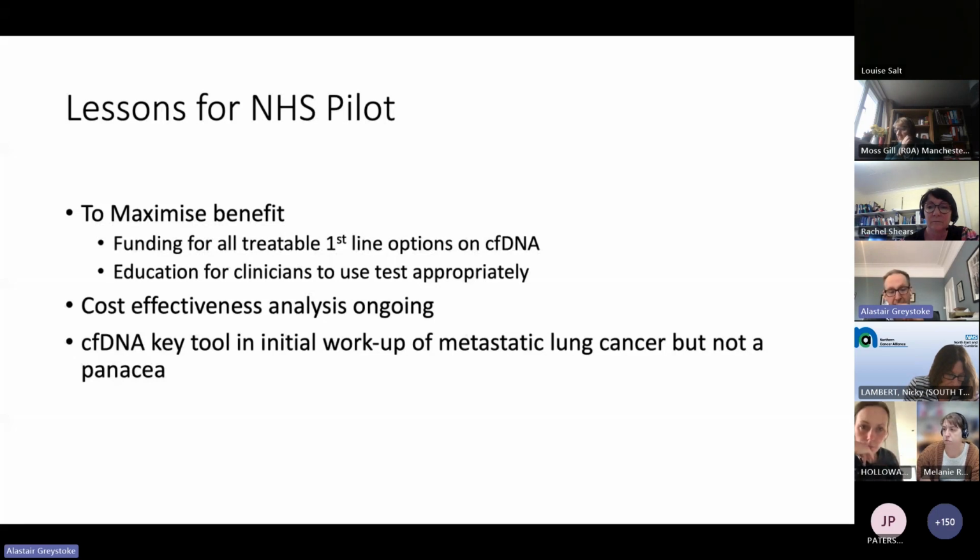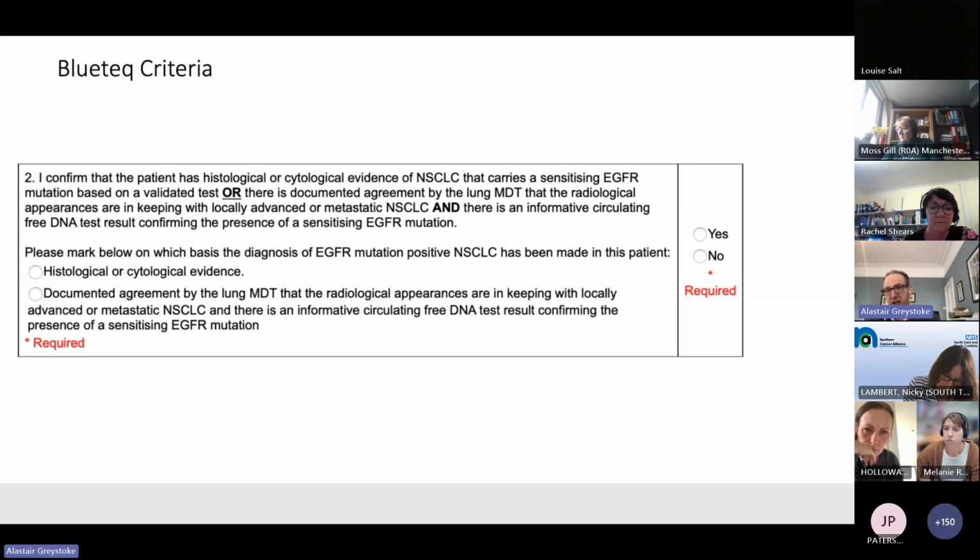But on the basis of that project, we were able to change NHS funding. This changed about 18 months ago now. So now NHSE will accept as valid a circulating free DNA result to put a patient on treatment. You do not need to wait for the pathology and the tumour result. Provided the MDT is happy that this is lung cancer, and you've got a valid result, you can treat the patient straight away. You just need to tick the right box.